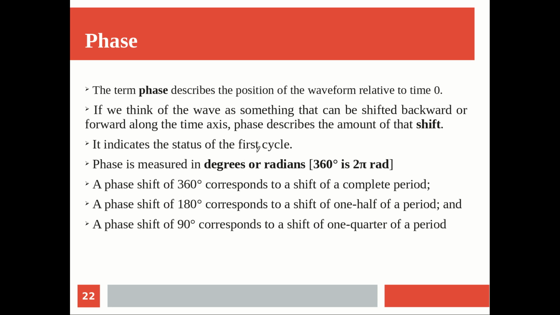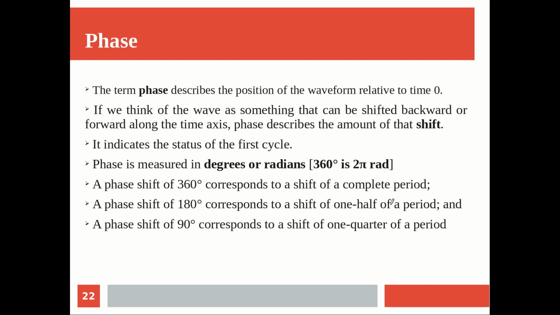To identify what a phase is, you do not have to look at the whole signal, simply observe the first cycle only. Phase is measured in degrees or radians, and the relation between degrees and radians is 360 degrees is 2 pi radians. Accordingly, you can convert pi, or 3.14, into degrees and radians using this formula. A phase shift of 360 degrees corresponds to a shift of a complete period, or a complete cycle.